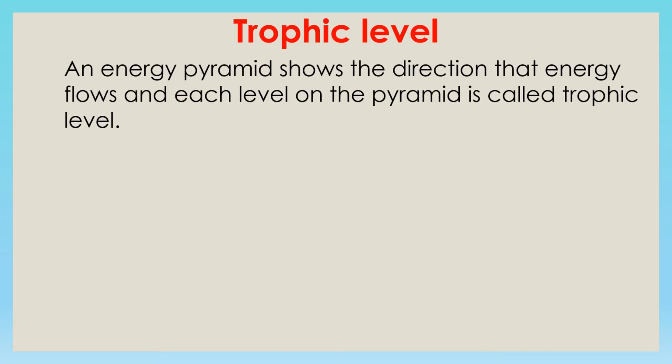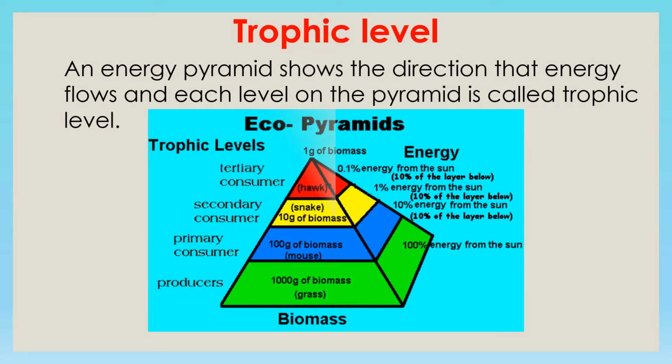To elaborate on our topic earlier about energy level, let's talk about the trophic level. Trophic level. An energy pyramid shows the direction that energy flows, and each level on the pyramid is called a trophic level. So this is how it looks like. So the trophic levels are producers, primary consumer, secondary consumer, tertiary consumer.